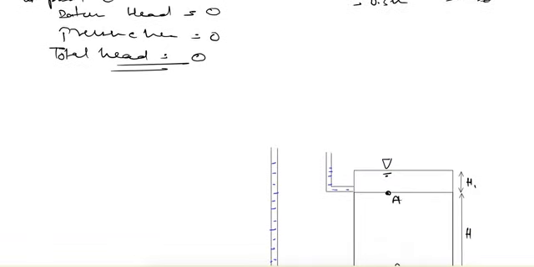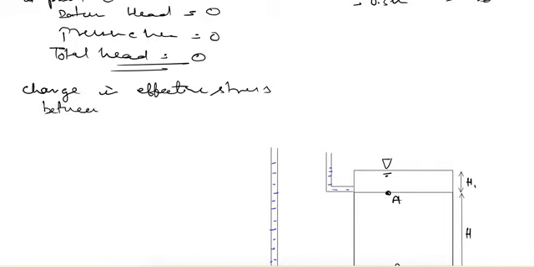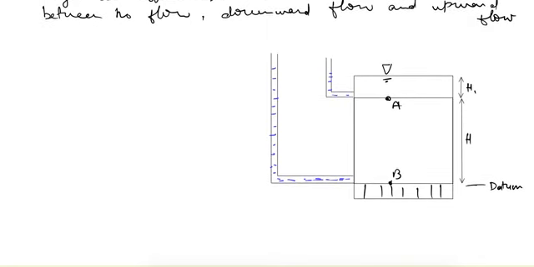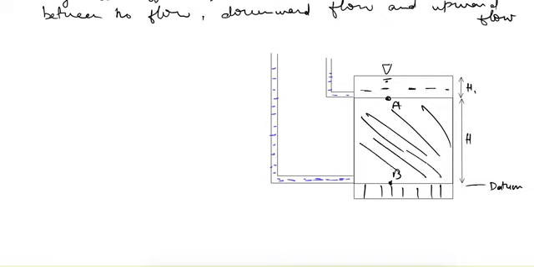Now let's understand the change in effective stress between no flow and downward flow and upward flow. So let's first consider the no flow condition. In this case, this is a soil sample. In this part, this is soil, and above this part is filled with water.